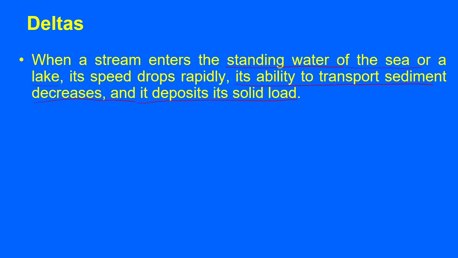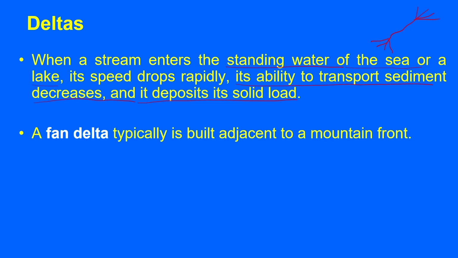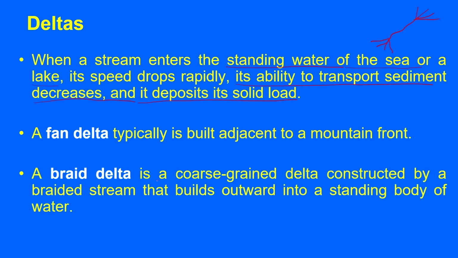So this will again have distributaries, as we initially discussed: if you start from the source area, you have the tributaries, then a trunk stream, and finally the distributaries. So this will have distributaries here. A fan delta is typically built adjacent to the mountain fronts, and a braid delta is a coarse-grained delta constructed by braided streams that builds outward into a standing body of water.